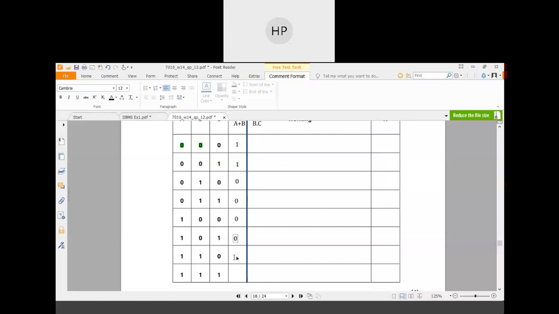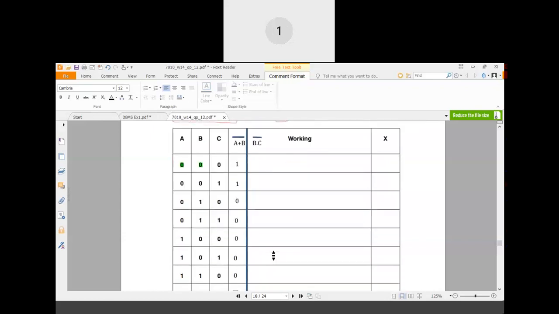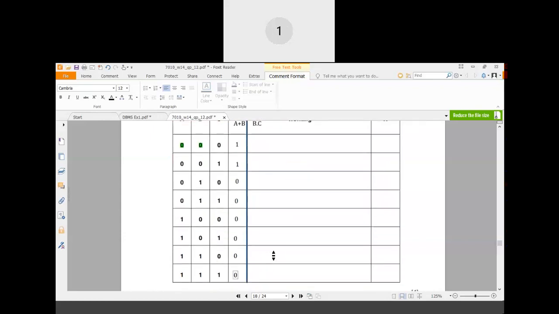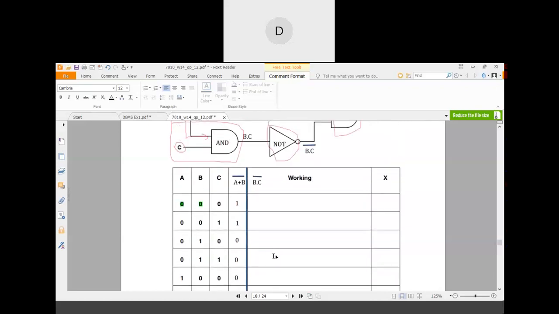A 1, B 0. 1 plus 0 is 1. Inverted becomes 0. Okay. 1 plus 1 in binary is 1. Inverted 0. Then the last one also 1 plus 1, 1. Inverted becomes 0. Right. So that means 1 1 0 0 0 0 0.